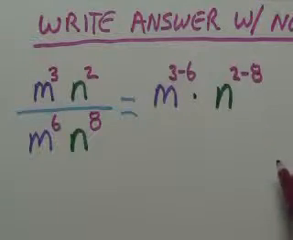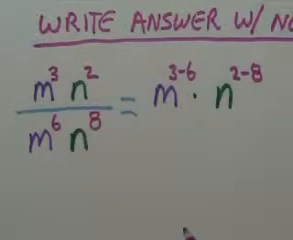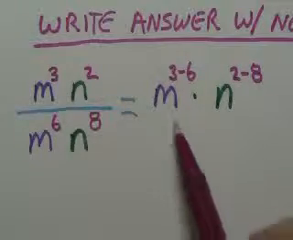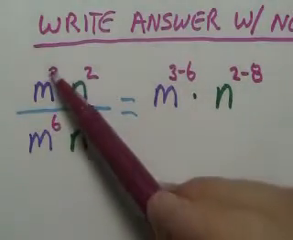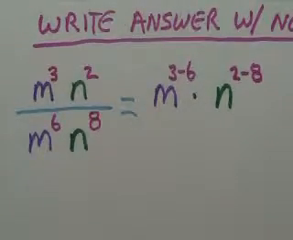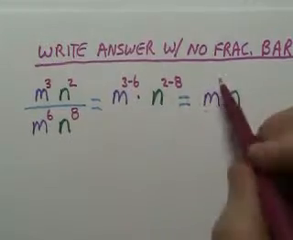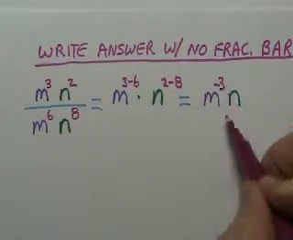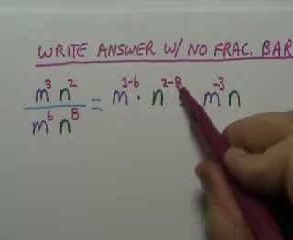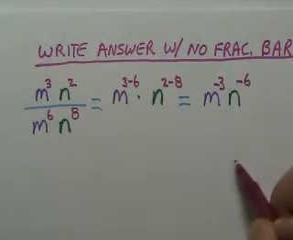Okay, why am I doing all this? Because I don't want any fraction bar. Okay, that was a question. That was the problem. Write the answer with no fraction bar. So I'm going to have the top one minus the bottom one. And so 3 minus 6 for the m, 3 minus 6 is negative 3. And for the n, 2 minus 8, that would be negative 6.